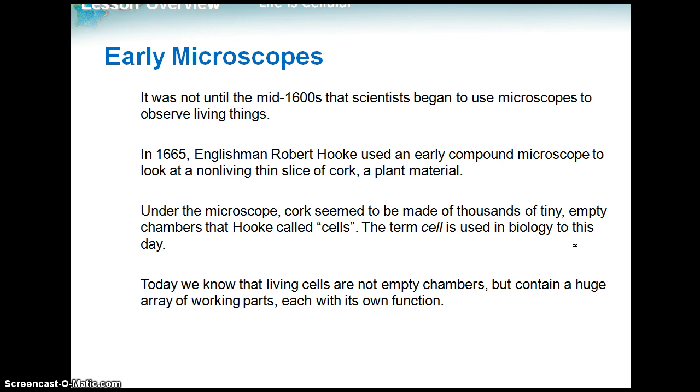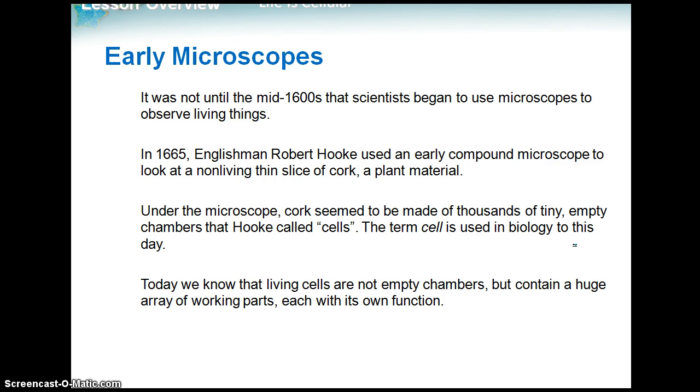All right, so how did this come to happen? The first person to see a cell after microscopes were made in the mid-1600s was an Englishman named Robert Hooke. He used a microscope to look at a non-living piece of plant material called cork. And in the cork, he saw thousands of tiny little empty room-like structures, and he called them cells because they looked like rooms. And that's how we came to use the term cell in biology. Okay, now we know that living cells are not just empty chambers, but they have a lot of working parts and a lot of different functions.